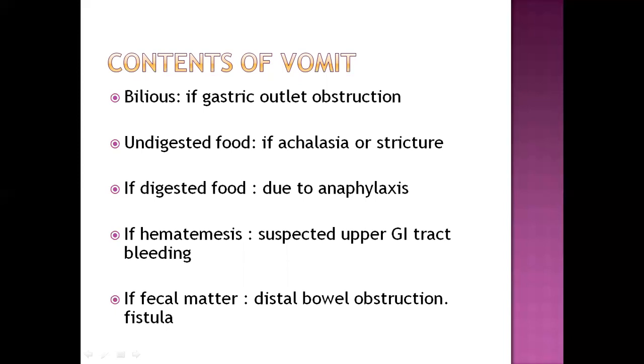If it is due to anaphylaxis, an allergy, then digested food can be found as a content of vomit. If there is suspected upper GI tract bleeding, then hematemesis. Hemato is blood, emesis is vomiting. So blood in the vomit can be noticed. And if there is distal bowel obstruction, distal is opposite to proximal. Proximal means near to the center, distal means away from the center. So if there is distal bowel obstruction or fistula, then fecal matter also can be seen in the contents of vomit.